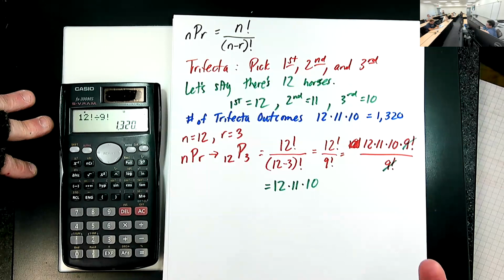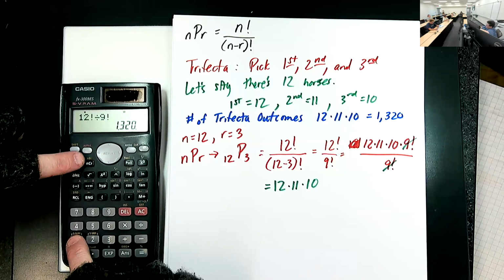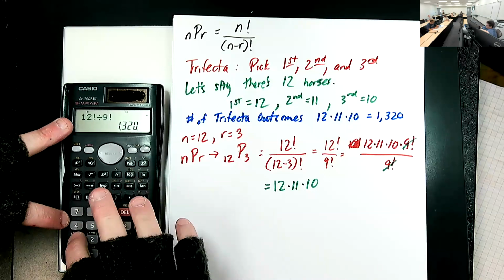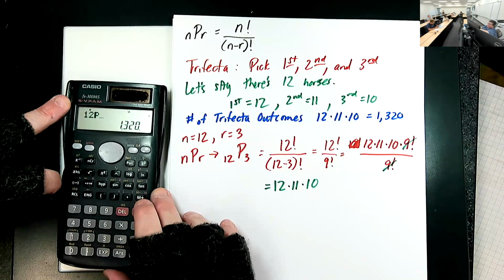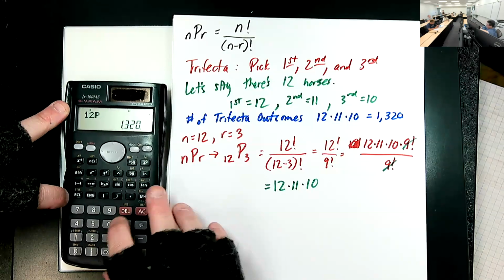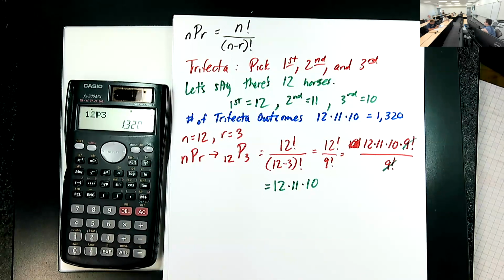Or I can use the nPr button. For me, I gotta use the shift command to get to the one above nCr. So I'm gonna go 12, shift, and hit that to get to the nPr, and it gives me a P. And then I say 3, and it gives me the same 1,320. So it does the factorial work for you. If you have your calculator with you, try to get 1,320 right now. That way you know how your calculator works. If you don't know how to do it, maybe I can help you figure it out. It'll speed up doing homework.